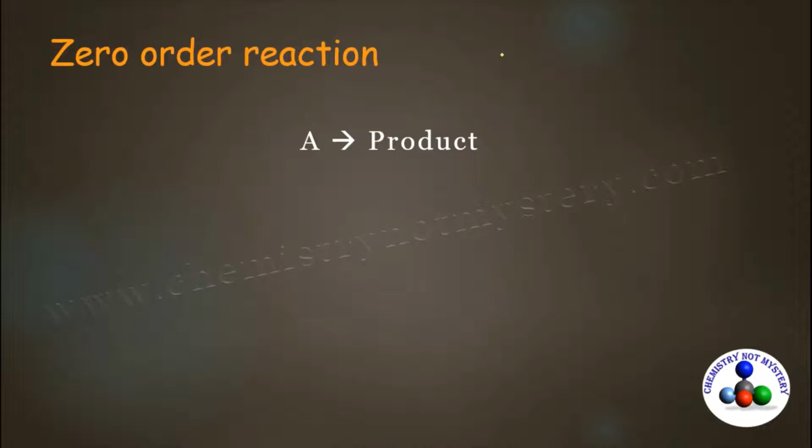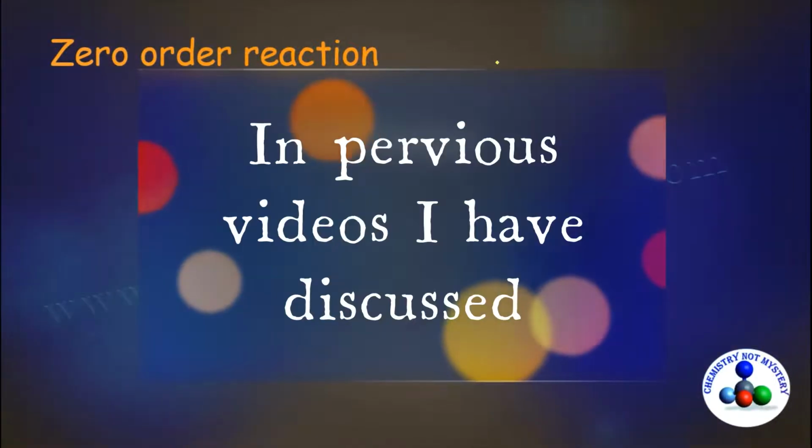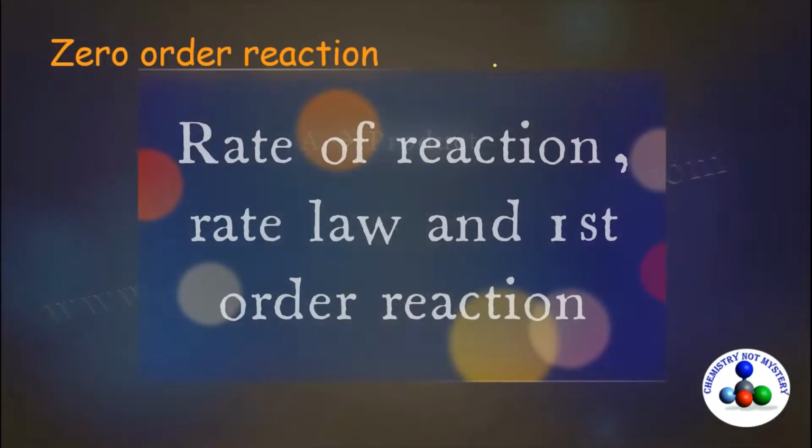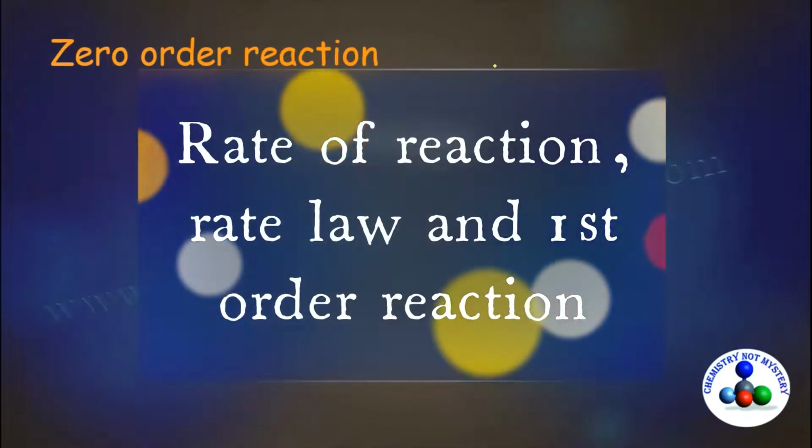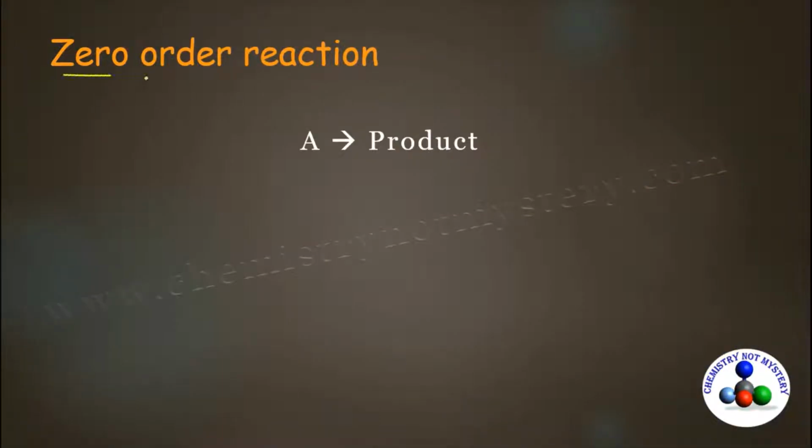This is the fourth video of chemical kinetics. In our previous videos, we have discussed rate of reaction, rate law and first order reaction. Today we are going to discuss zero order reaction. For example, there is a reactant A which converts into product.